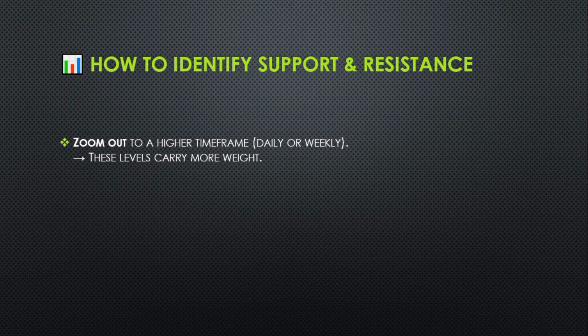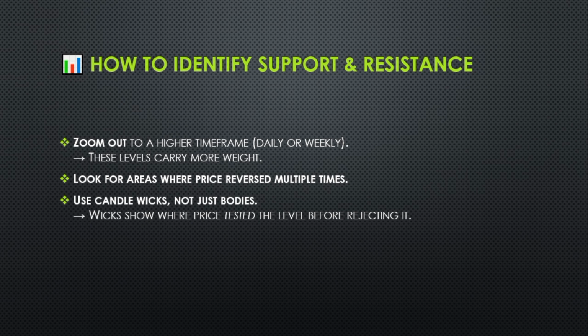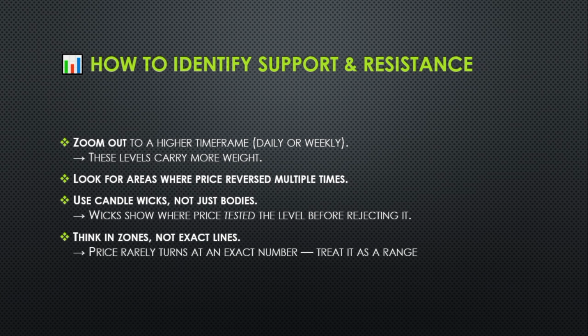So how do we identify the levels of support and resistance? I want you to zoom out to higher time frames, especially the daily or the weekly, because these levels carry more weight compared to the lower time frames. Look for areas where price reversed multiple times. Use candle wicks, not just the bodies, because wicks show where price tested the level before rejecting it. Then think of zones, not exact lines. Price rarely turns at an exact number. Treat it as a range.